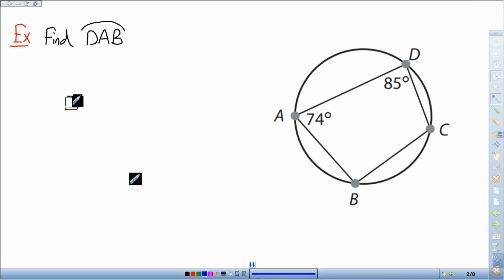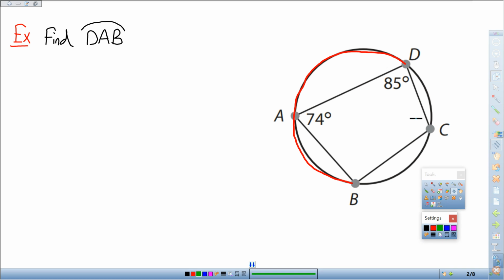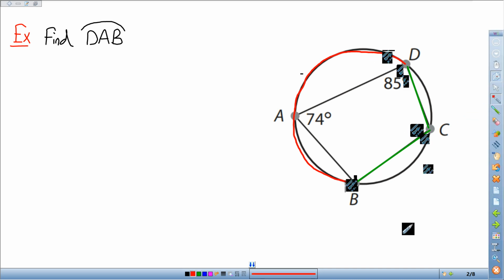Go ahead and copy this, and we'll find DAB. All right, so first things first, let's highlight it. Arc DAB. That arc starts at D, goes through A, all the way around to B. Okay, here is the big thing to realize. This is the intercepted arc to this inscribed angle. If I were to highlight the side lengths of angle C right here, notice they touch the endpoints of this arc. Okay, so this is the inscribed angle. This is its intercepted arc. And yeah, we know there's a relationship between these, right? This angle is half the measure of this arc.